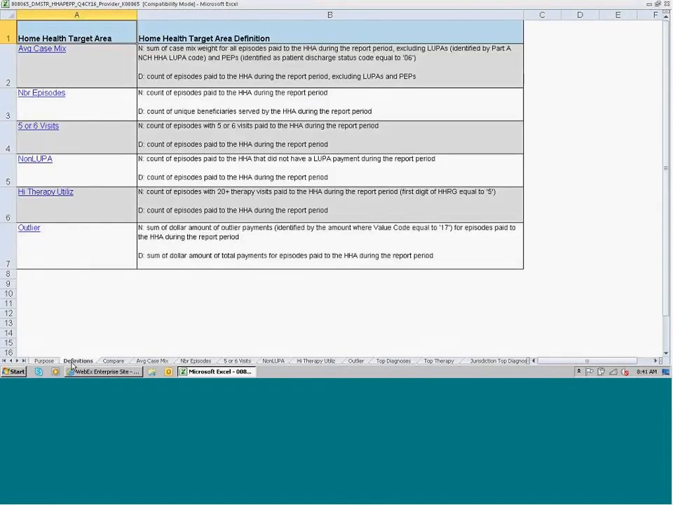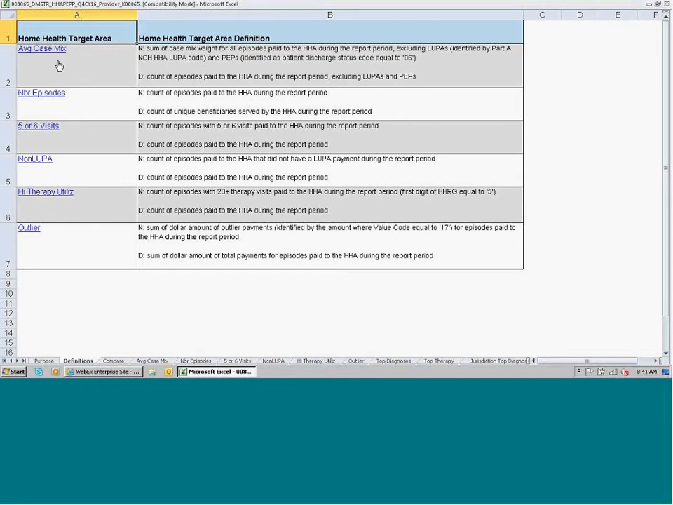The next worksheet tab is called the Definitions tab. Here is where you can see the numerator and the denominator definition for each of the target areas in the PEPPER. So if you're curious about what this numerator value represents or what the denominator value represents, you can come to the definitions worksheet and you will see the definition for how that value is calculated.